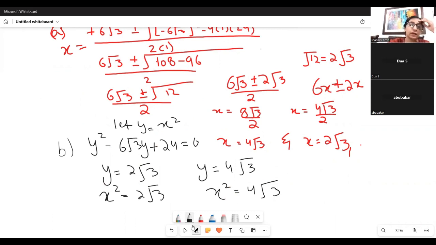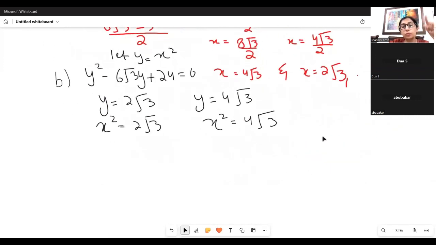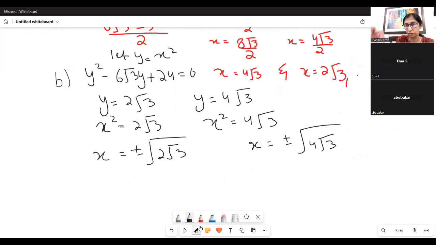Now we have to give the final answer correct to 2 dp. So that means now we can use S to D. Now square root both the sides and you'll get the values of x. So x would be plus minus square root of 2 under root 3. And here x equals plus minus square root of 4 under root 3. Then what do we get? We get x equals plus minus 1.86 after rounding and x equals plus minus 2.63 after rounding.